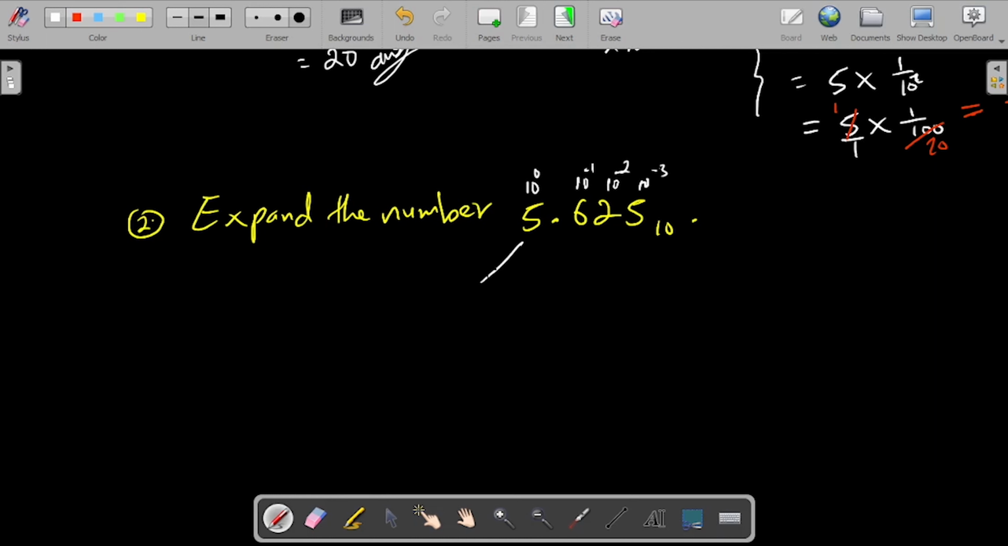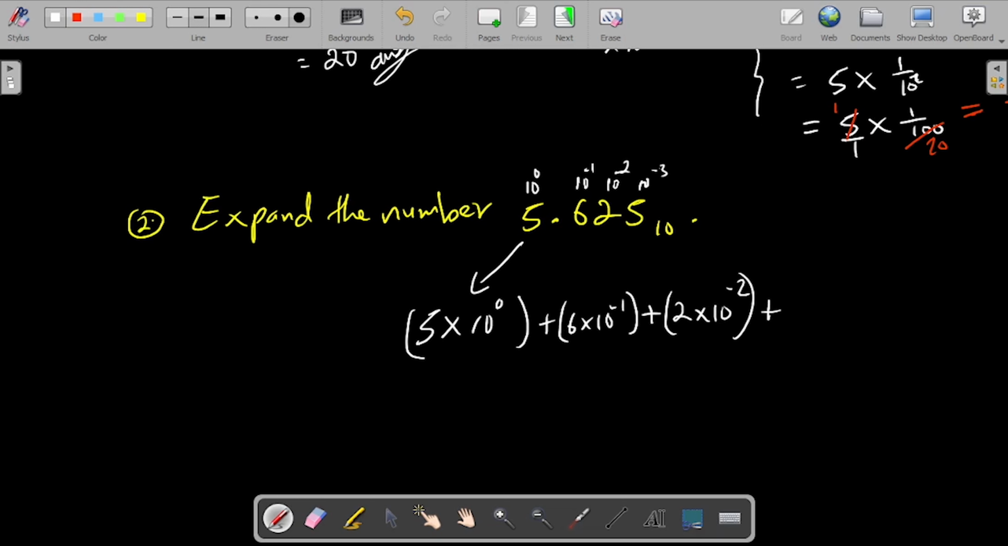So to expand it, we would say 5 times 10 to the power of 0 plus 6 times 10 to the power of negative 1 plus 2 times 10 to the power of negative 2, because the 2 is in the 10 to the power of negative 2 place, right? That's a hundredths place, plus 5 times 10 to the power of negative 3. And 5 times 10 to the power of 0 is the same as 5 times 1, right?